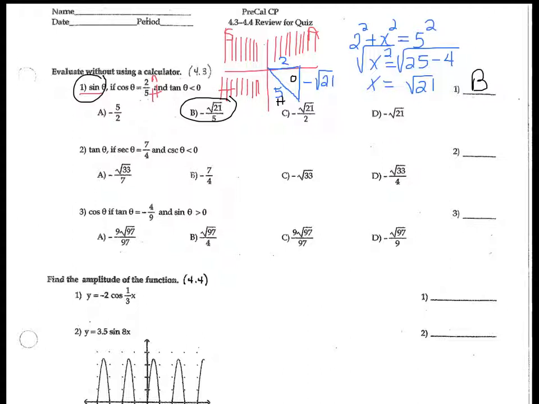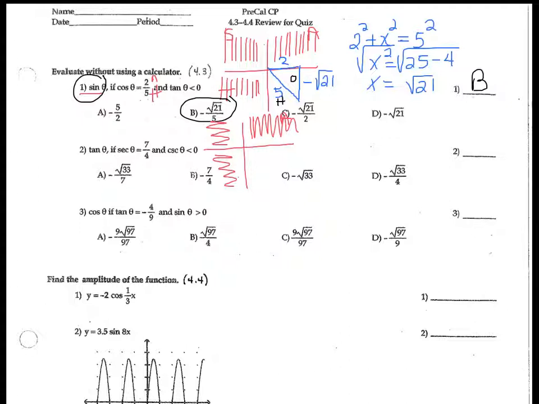And number 2 is the same scenario. We first find the quadrant in which secant is positive. As you know, cosine, the inverse function of secant, is positive on the first and the fourth quadrant. So we eliminate the second and the third, and you want cosecant, which is the inverse of sine, to be negative. So we eliminate the first one. So my triangle would be again on the fourth quadrant.